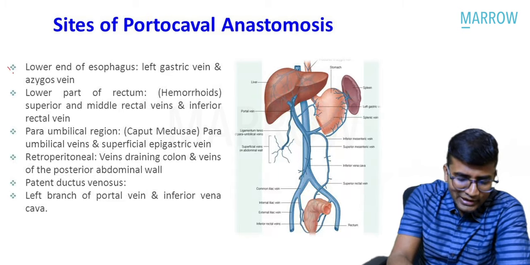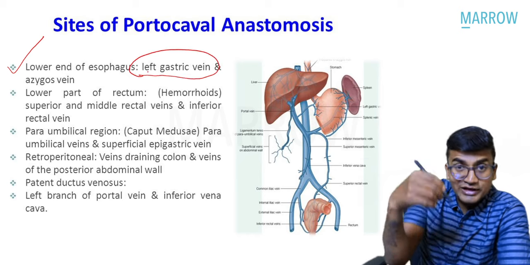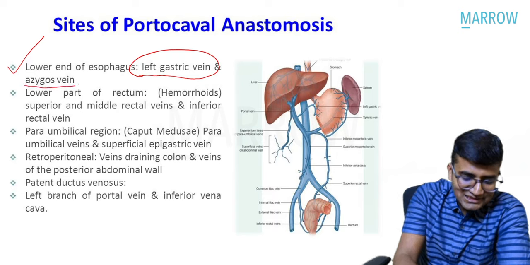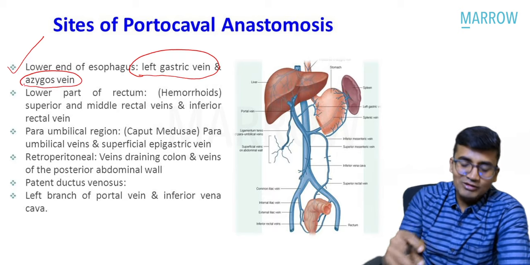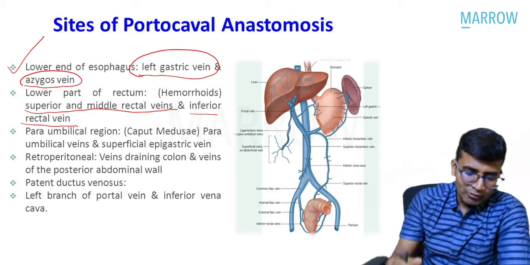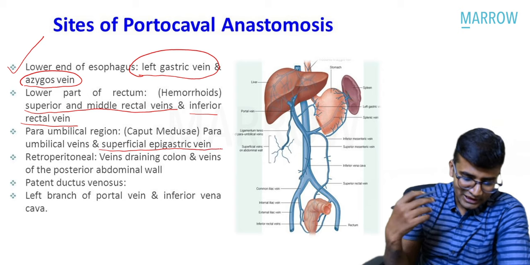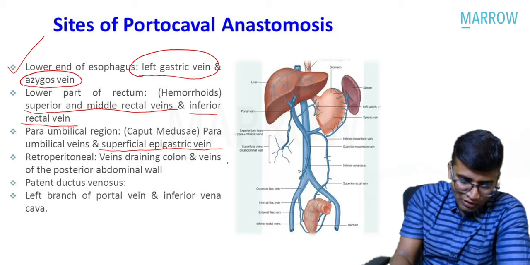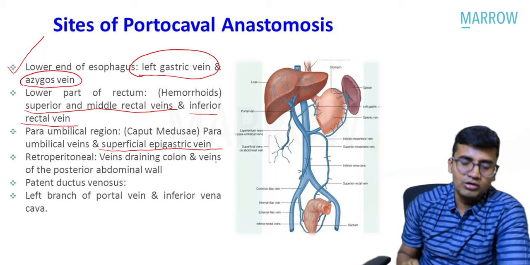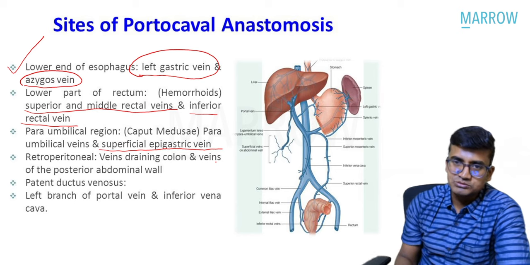Number one, the lower end of the esophagus, with the left gastric vein and the esophageal vein draining into the azygos system of veins. In the lower part of the rectum, the superior and middle rectal veins anastomose with the inferior rectal vein. Paraumbilical veins anastomose with the superior superficial epigastric vein. And retroperitoneal veins drain the colon and the veins of the posterior abdominal wall. These are the main sites for portal caval anastomosis.